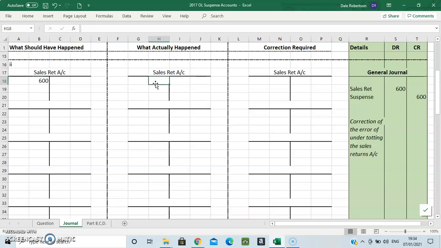It's currently whatever number it is, an X amount, and it should have been 600 more than that. We're not told exactly what it is, but it should have been more. So how do we rectify that? Well, we just add on the 600 to the debit side because it should have been 600 greater. This goes to the general journal. We have nothing to bounce that 600 off, so it creates a suspense account of 600 there. Correction of the under-totting of the sales returns account.